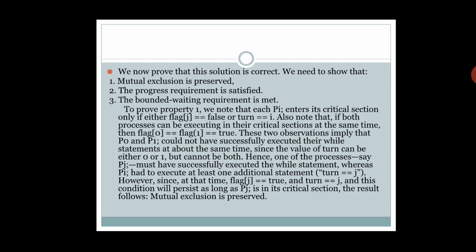When you are setting turn equal to j and flag of j equal to true, that means that critical section is busy. Based on that flag variable, the process which is using the critical section will be in action. That is the meaning. Okay, so based on that, mutual exclusion is preserved, because based on the boolean value, processes can enter the critical section one after the other. So that is the reason why mutual exclusion is preserved.